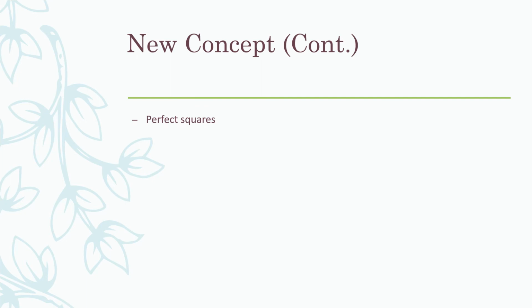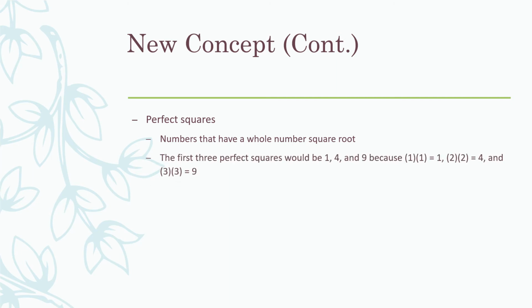We're also going to talk about perfect squares. Perfect squares are numbers that have a whole number square root. So the first 3 perfect squares are 1, 4, and 9, because 1 times 1 is 1, 2 times 2 is 4, and 3 times 3 is 9. So if you do the square root of 9, it's 3. That's a whole number square root. That's why 9 is a perfect square. You could think all the way up to probably 144 or 169 if you know 13 times 13. Those are all perfect squares.